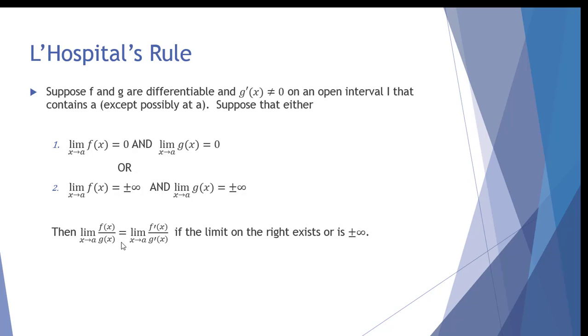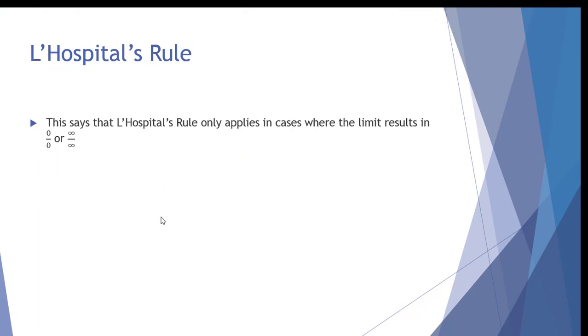So instead of working with the ratio of the original functions, you can instead work with the ratio of their derivatives, and the limit should end up being the same, assuming all of these conditions are met. So let's talk about the conditions. L'Hopital's rule says that it only applies in cases where, when you take a look at the limit, it results in either a 0 over 0 indeterminate form or an infinity over infinity indeterminate form. If you get anything else when you first look at that limit, L'Hopital's rule doesn't apply.